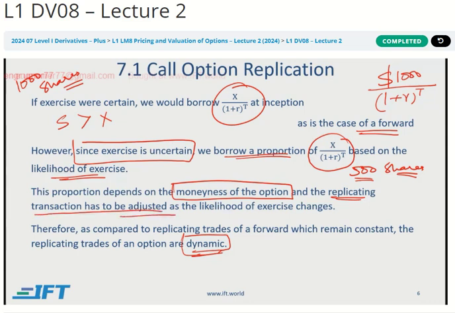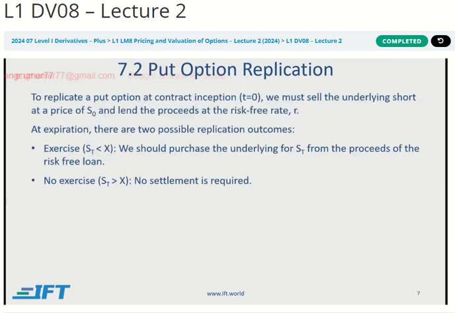And this has to be continually adjusted, by the way. It's not a one-time thing, because the moneyness of the option keeps changing, and the likelihood of exercise keeps changing, and based on that, the amount of shares that we are using to replicate the trade keeps changing. So whereas in a forward the number of shares remains constant, for an option the number of shares is dynamic, and that is all you need to know at this level.